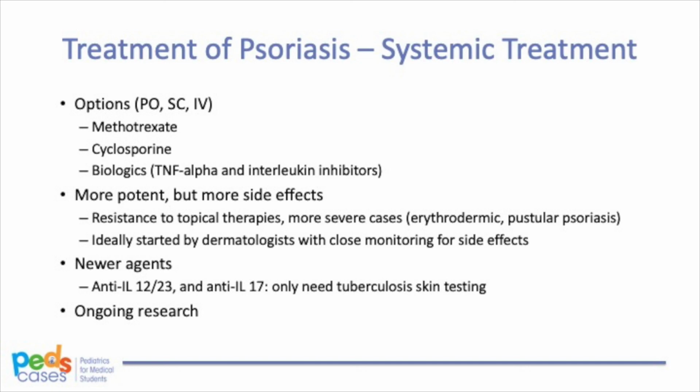Some of the newer agents approved for the treatment of psoriasis include anti-interleukin 12 or 23 and anti-interleukin 17 therapies. These biologics do not require intensive monitoring, and patients only need a tuberculosis skin test prior to initiating therapy. Psoriasis is an active area of research, and there may be newer agents available in the future, so be sure to keep yourself up to date with the latest available therapies.